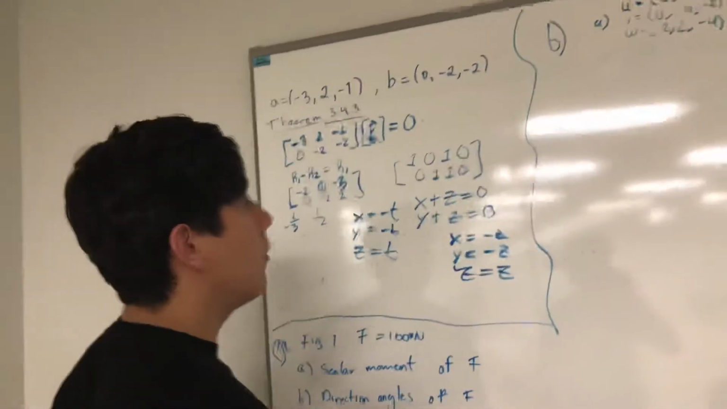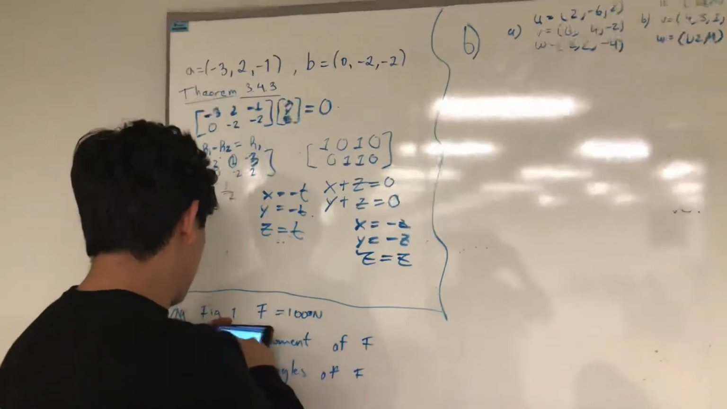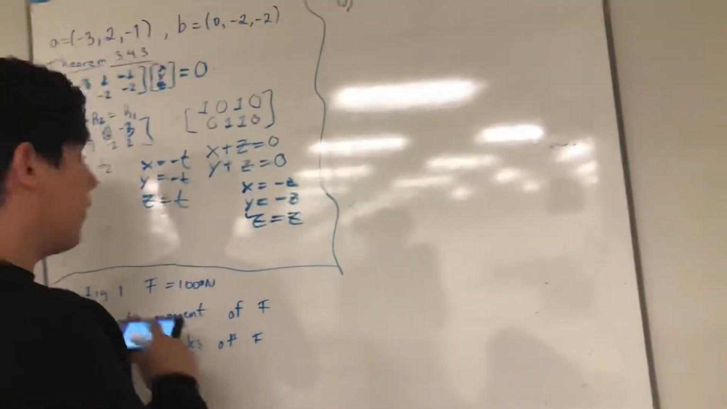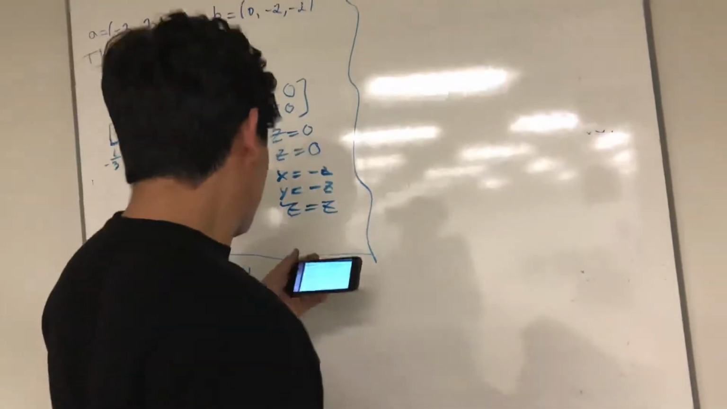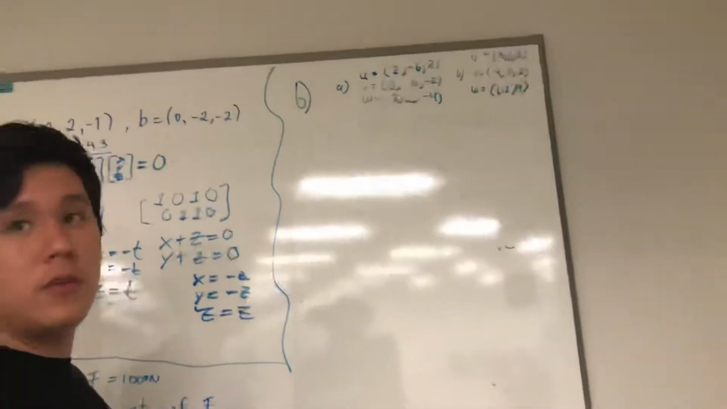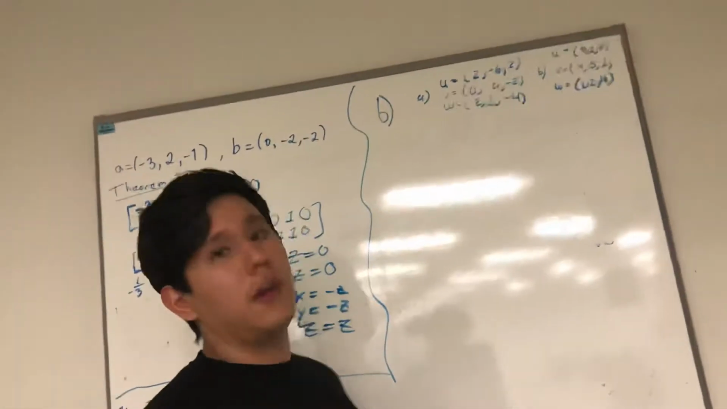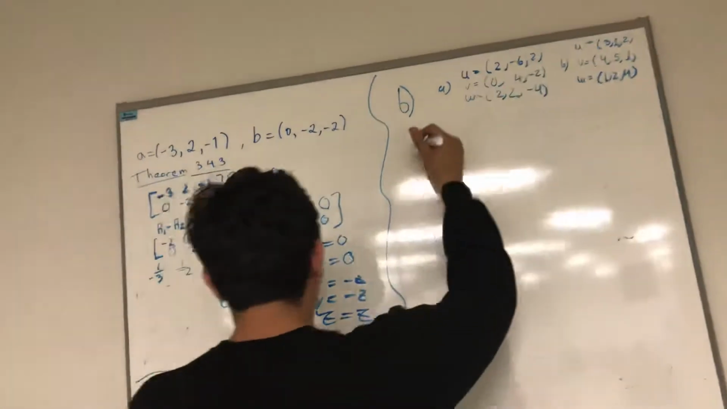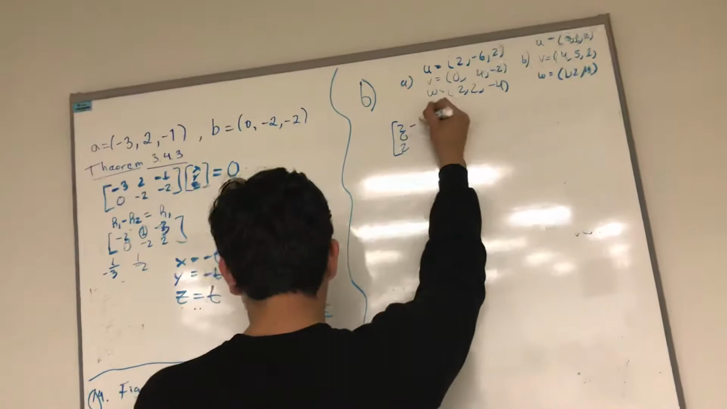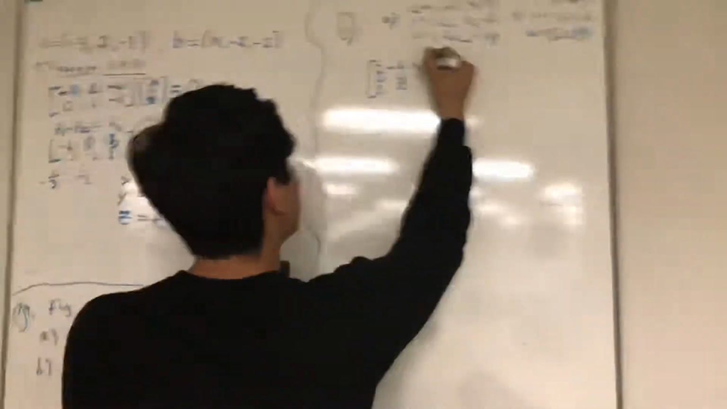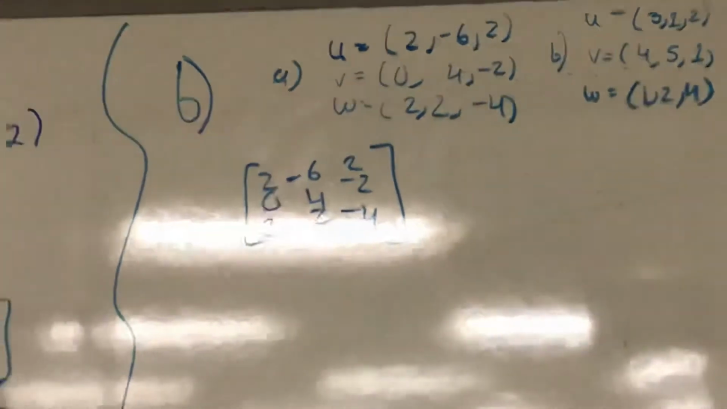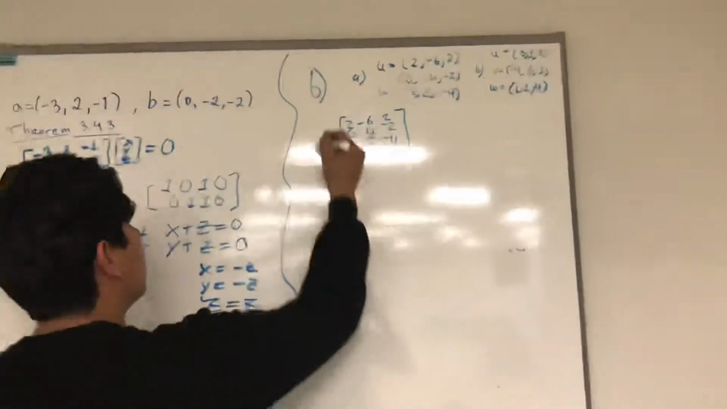In our second problem, we have to find the parallelepiped volume. So we have to put u, v, and w into a matrix. In this case, it will be 2, 0, 2, -6, 4, 2, 2, -2, -4. Once we have this, we have to find our determinant.